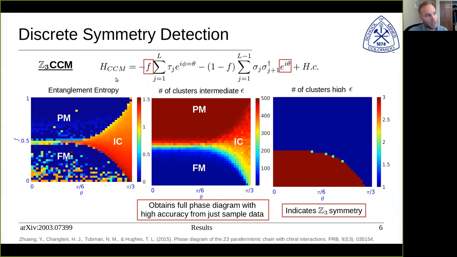As another example, sorry, I don't have time to go into too much detail on the Hamiltonian. This Z3 chiral clock model is a very interesting model to explore. You have a paramagnetic phase, a ferromagnetic phase, and an incommensurate-like phase, which is essentially an intermediate between these two. And this is the entanglement entropy, which is the typical indicator of this phase transition. But entanglement entropy is fairly difficult to obtain from experimental data.